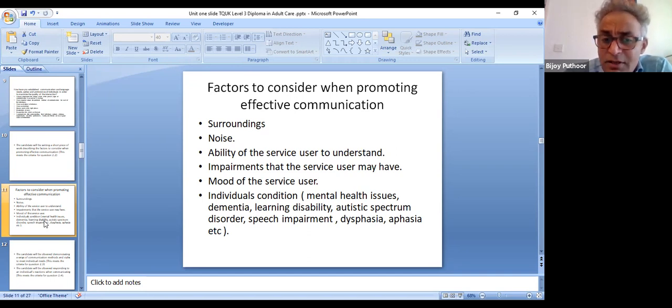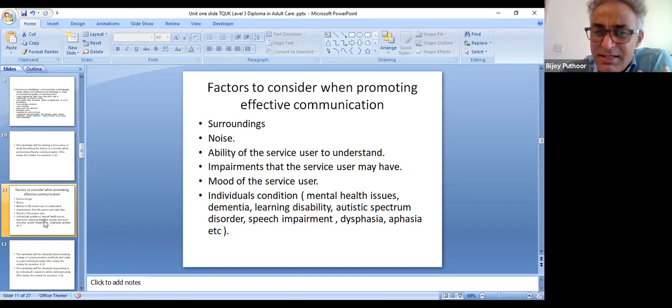People with dementia also find it difficult to understand people, or they understand people better in the morning on many occasions, not always. Those kinds of things have to be taken into consideration when we promote effective communication. So the conditions that people have, the mood of the service users, noise, and crowded surroundings may affect the ability to understand things better. Those are the things that you should consider when you are promoting effective communication.